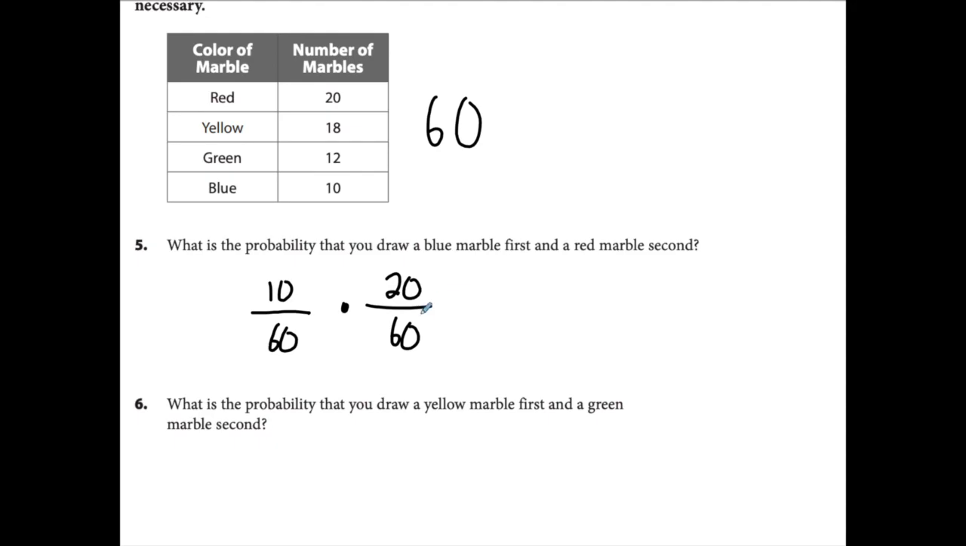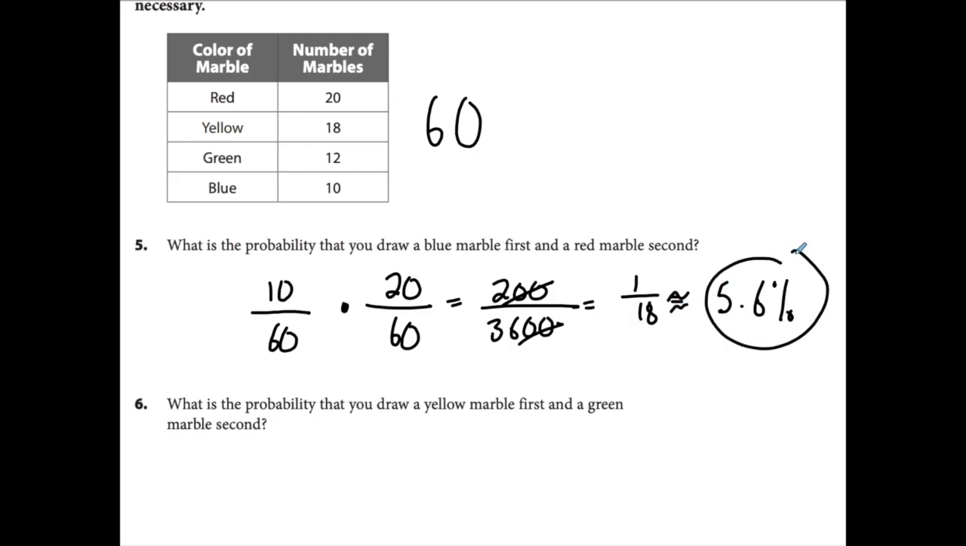And so this is my overall probability, using the multiplication rule. I multiply across the top, I get 200. I multiply across the bottom, I get 3,600. The hundreds cancel. I get 2 over 36, which is 1 over 18. And I will now do 1 over 18 on my calculator. I was told I need it as a percent, rounded to the nearest tenth. And that would be approximately 5.6 percent.